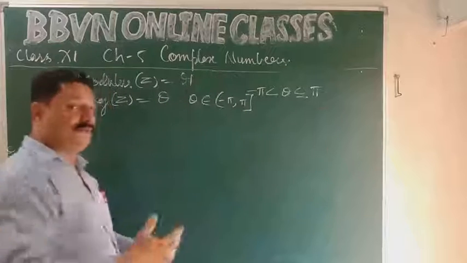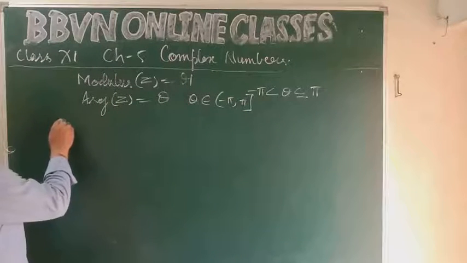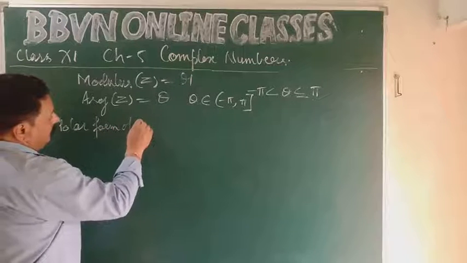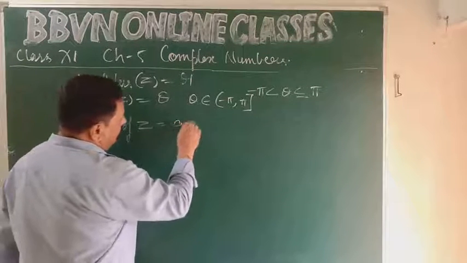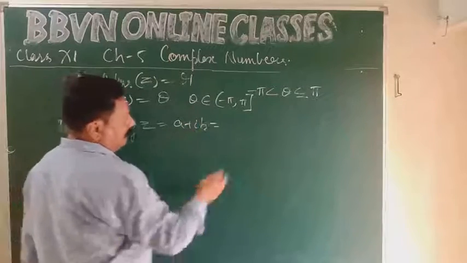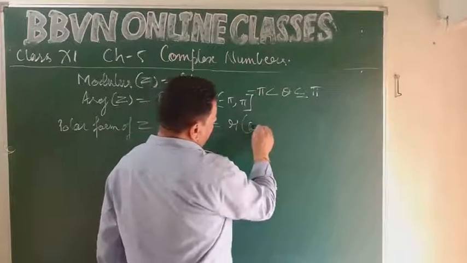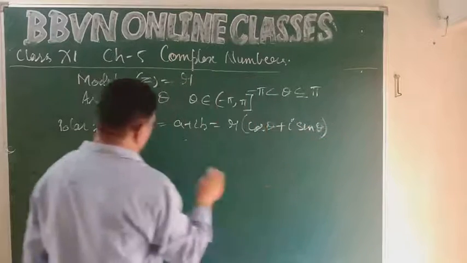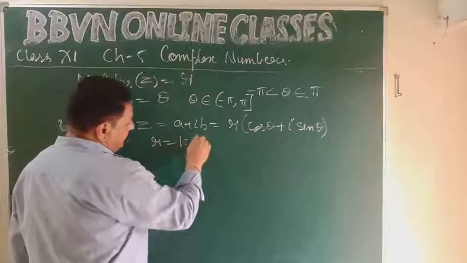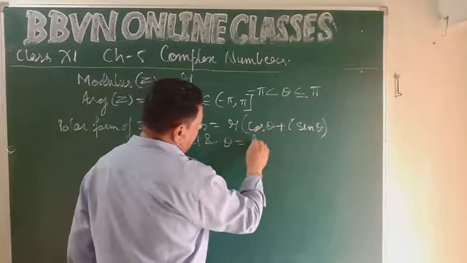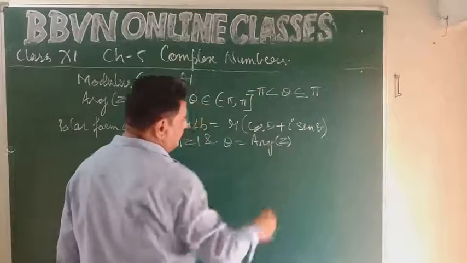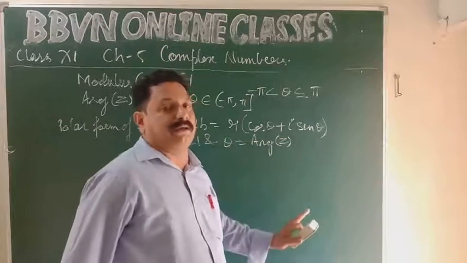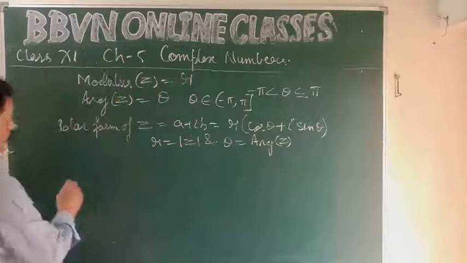Now, what is the polar form? For any complex number z equal to a plus iota b, this is the complex number, its polar form is r (cos theta plus iota sin theta). Now what is r? r is equal to mod z and theta is argument of z. Writing any complex number in this form is called polar form. Let us take an example.